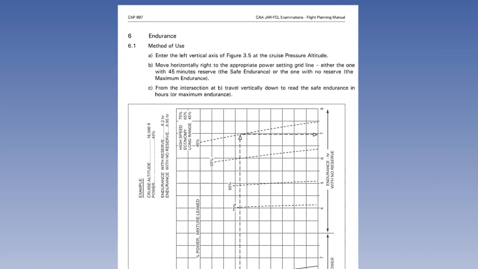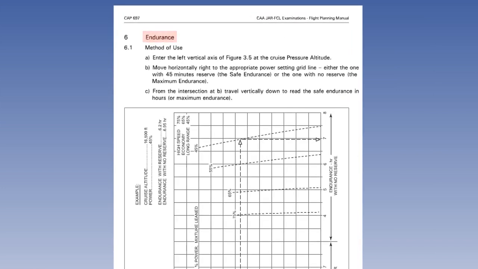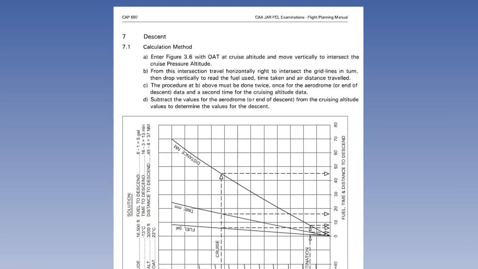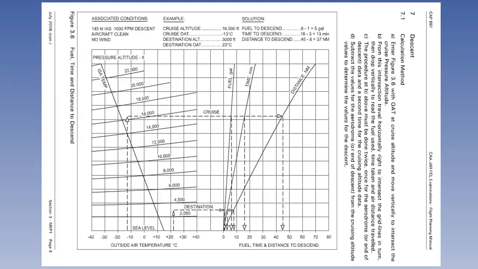Endurance in hours and decimals of an hour is found in figure 3.5, and, just like with the range graph, endurance can also be calculated with or without the 45 minutes reserve fuel. The final graph in this section, figure 3.6, gives the fuel, time and distance required for a descent from various altitudes. Once again, the distances are in nautical air miles.